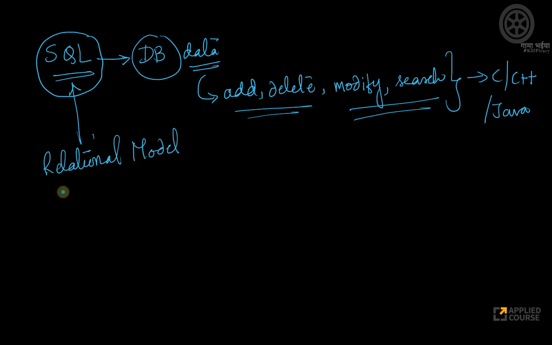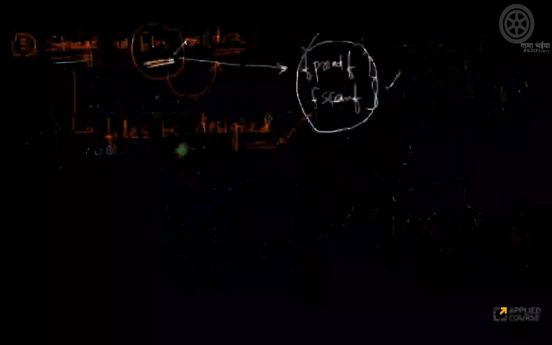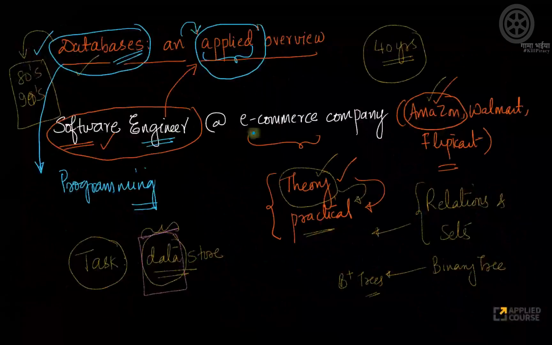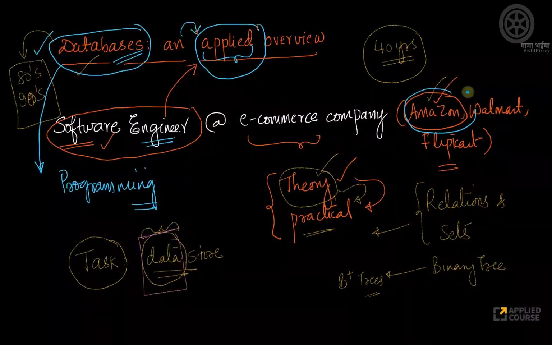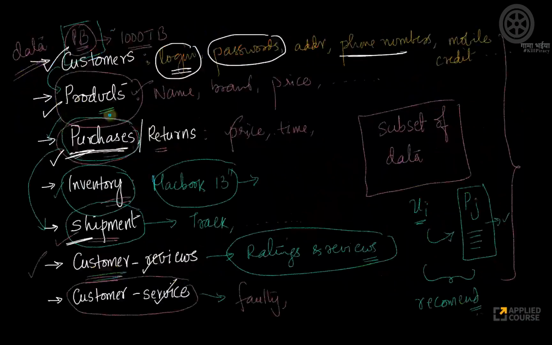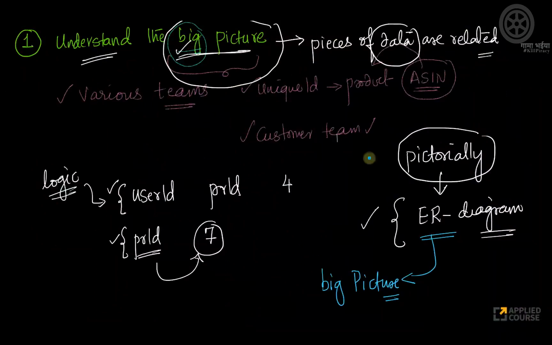We learn some mathematics also when we learn about relational models. All these pieces are put together in a very nice way. And again, we'll keep tracking this example. We are a software engineer at an e-commerce company like Amazon, and our task is to design a data store. These are all the tasks that we have to account for. Throughout the rest of this course, I'll break up this problem into smaller and smaller pieces.